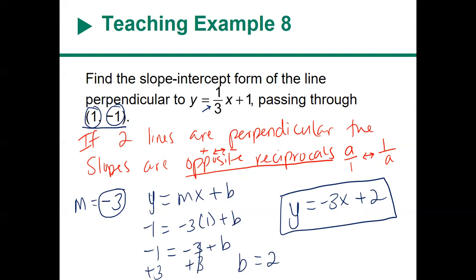All right, what are your questions about perpendicular? Questions, comments, concerns? All right.